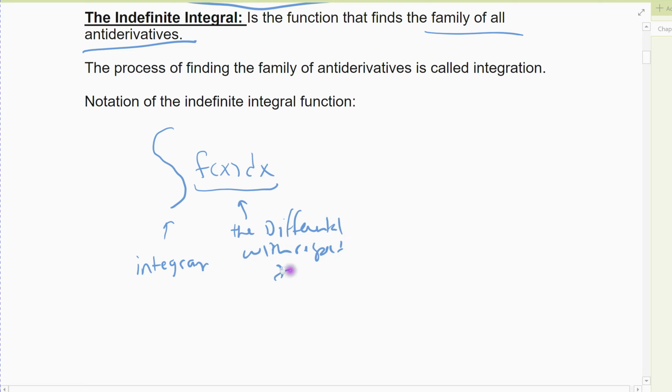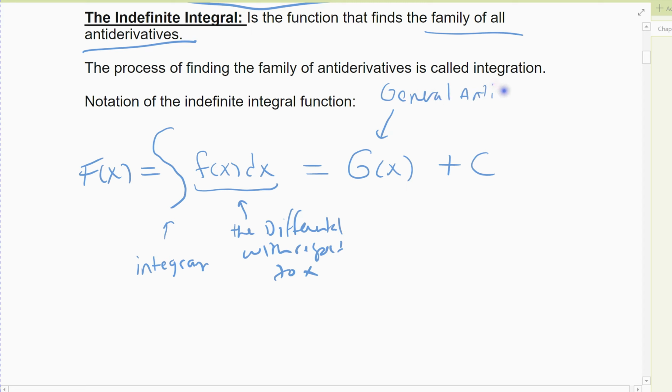With respect to x. So again, it's a function where we have the differential, the derivative. You can think of it in terms of the derivative. What we want to find is capital F of x, the family of antiderivatives. To do that, we find the general antiderivative, and then we have to tack on a constant. So again, this would be the general antiderivative, and then this is just a constant. It represents all reals.